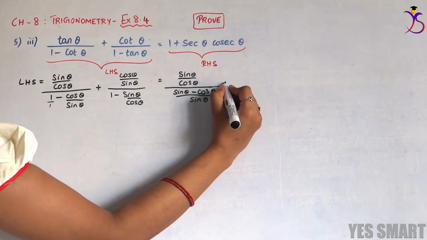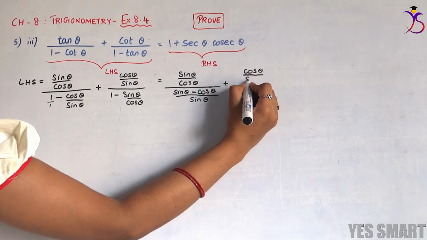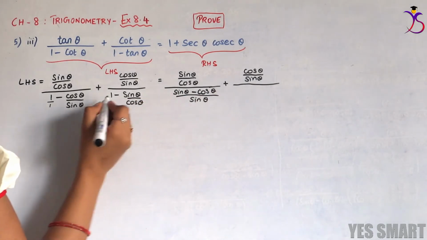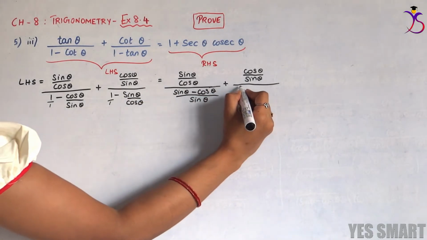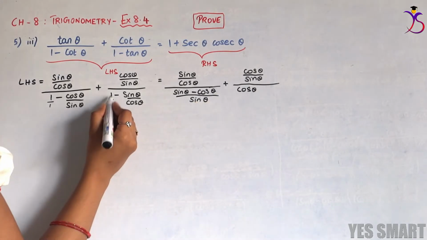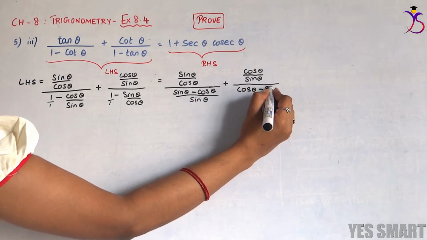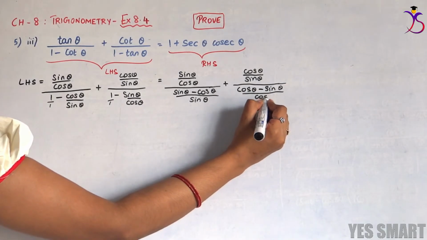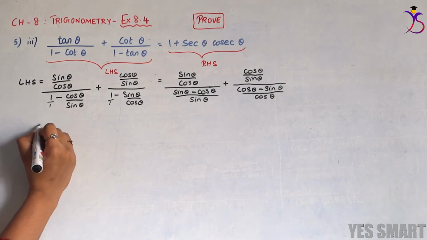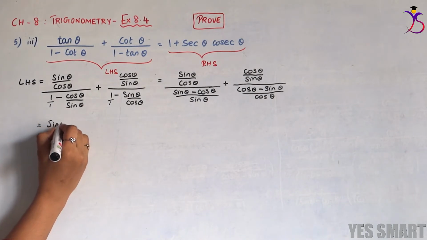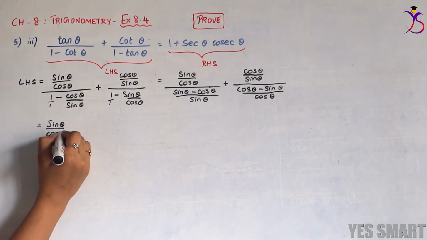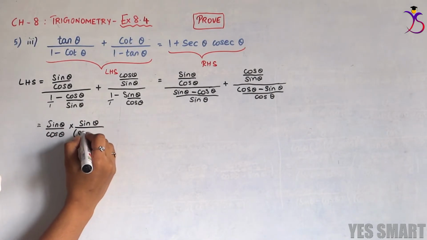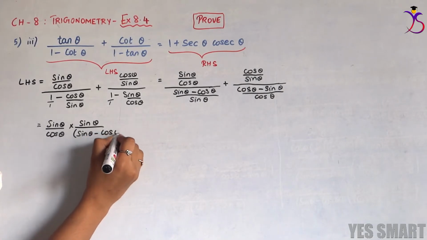For the second term, the numerator remains the same. And in the denominator, we are taking the LCM similarly. So it becomes cos theta minus sin theta, as we are multiplying with cos theta to the first fraction, divided by cos theta. Now I am just going to do a reciprocation and solve further. Sin theta by cos theta into sin theta by sin theta minus cos theta.